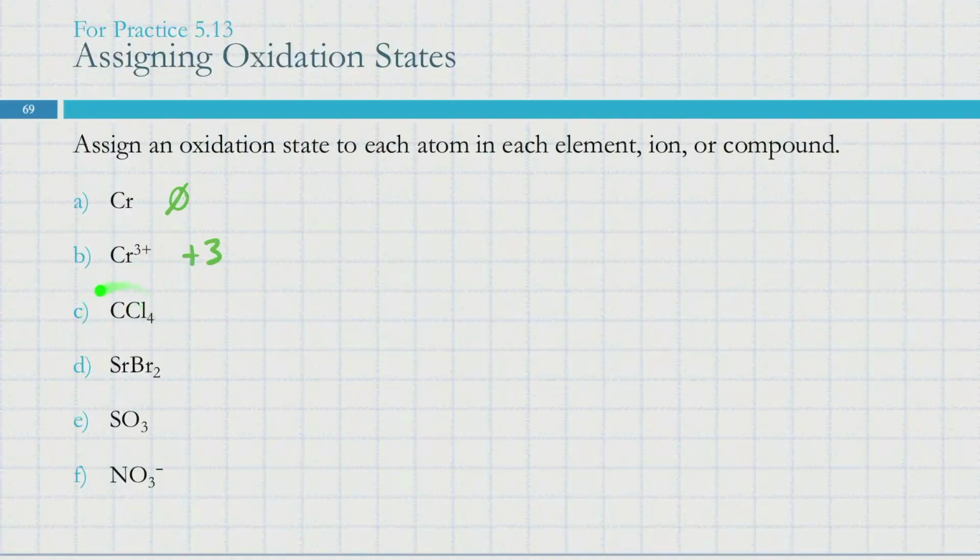We've got next CCl4. So we've got a compound. What's the overall oxidation state for CCl4? The whole thing together. Is it charged or is it neutral? It's neutral. Since it's neutral, its overall is going to be 0. So overall 0 oxidation state. So we have to assign oxidation state values for carbon and for chlorine, and it'll have to end up being neutral.